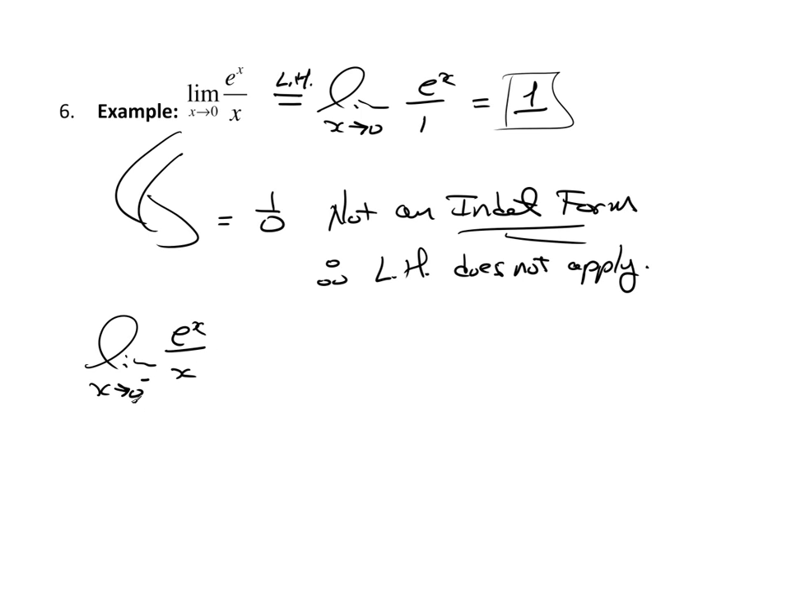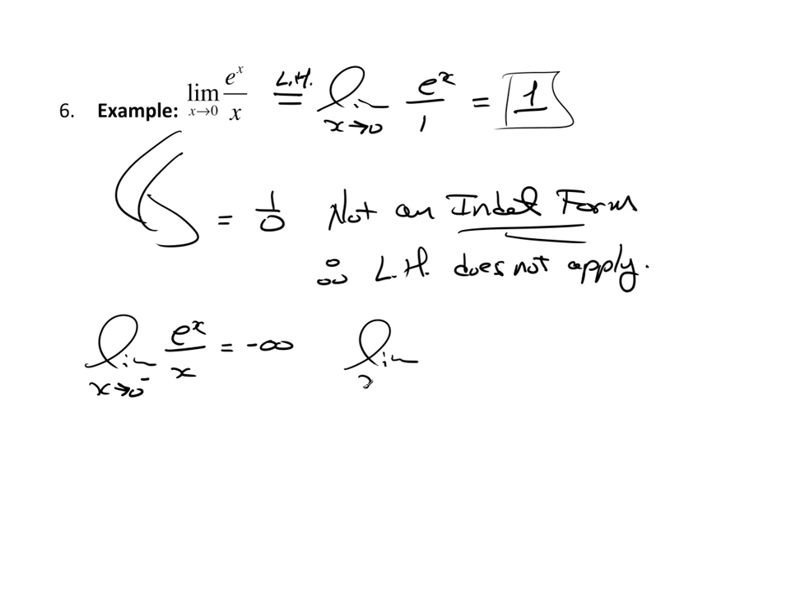Well, when I go from the left, what's going to happen here? I'm going to end up with negative values here. So because this x is negative and going to 0, and e to the x is always going to be positive, this is going to actually be equal to negative infinity. This is going to shoot down to negative infinity.